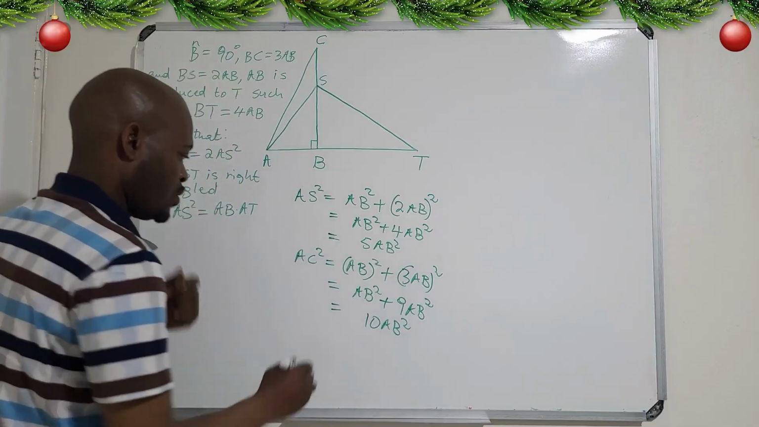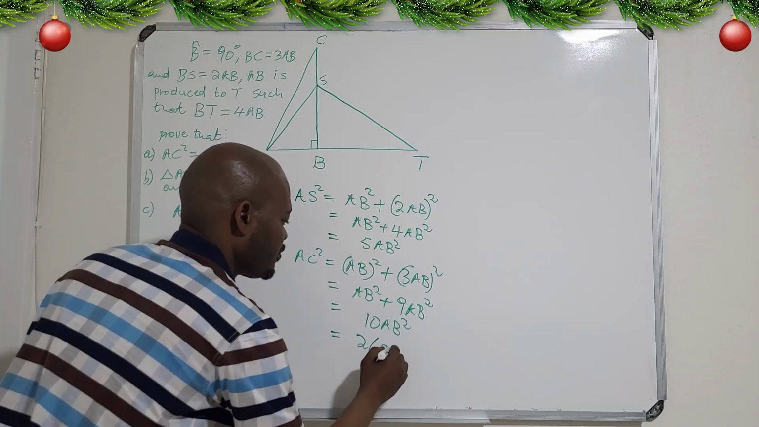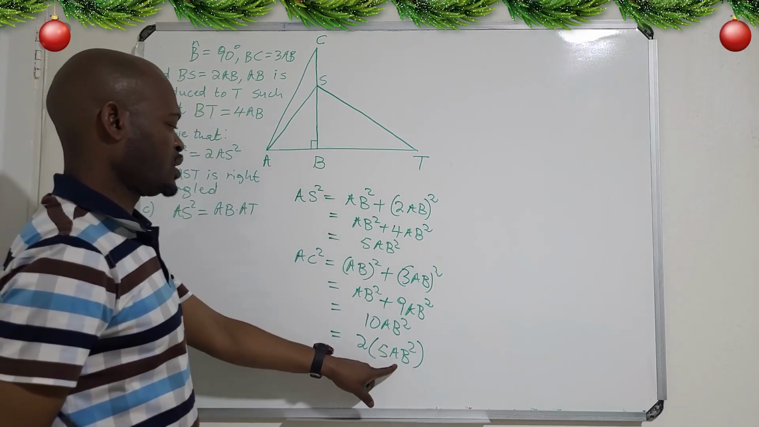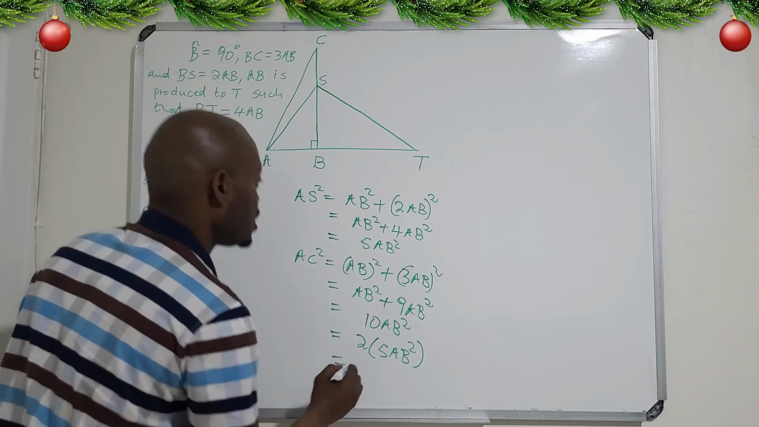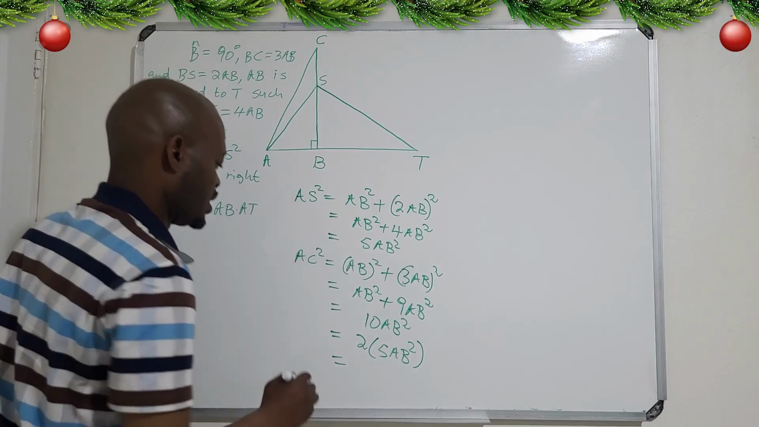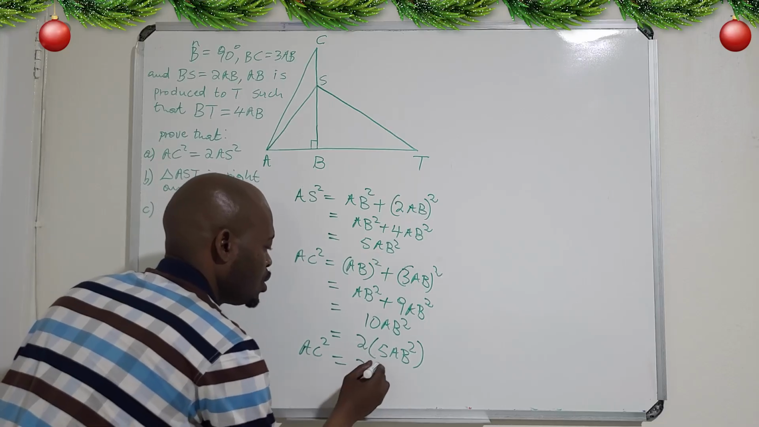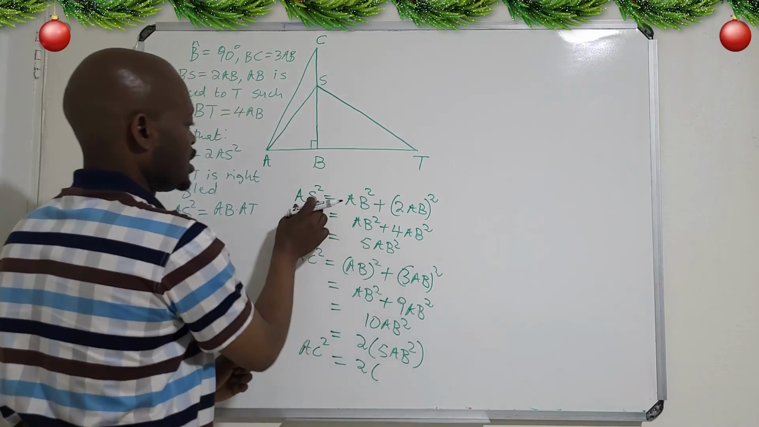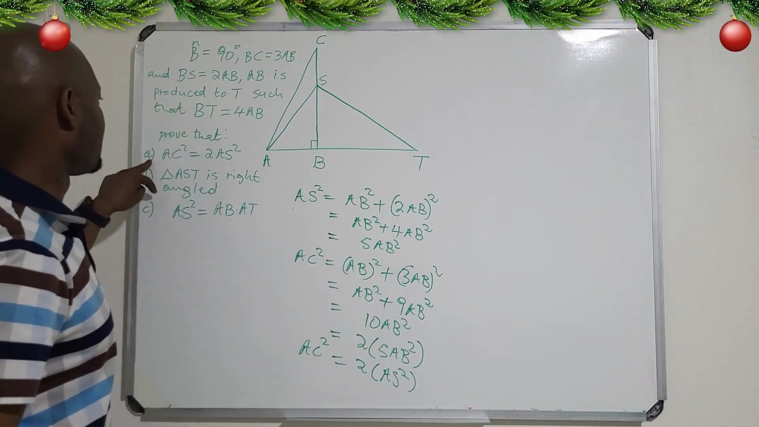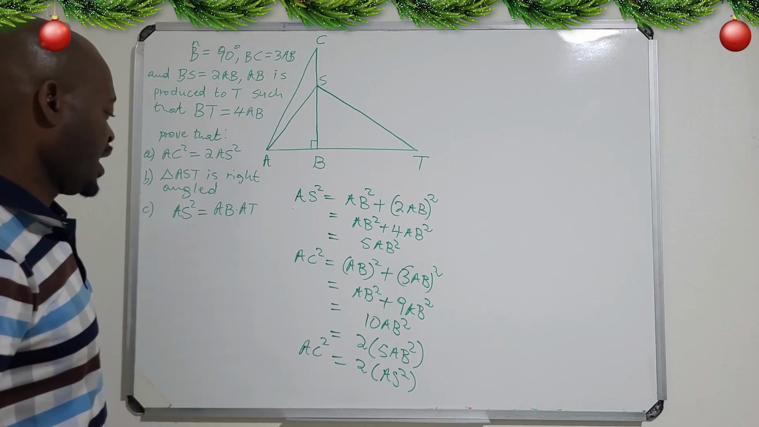10AB squared. Now we can write this as 2 times 5AB squared. We know what 5AB squared is. There is our 5AB squared, which is equal to AS squared. Therefore, AC squared is equal to 2 times AS squared. Therefore, we have proved that AC squared is equal to 2 times AS squared.